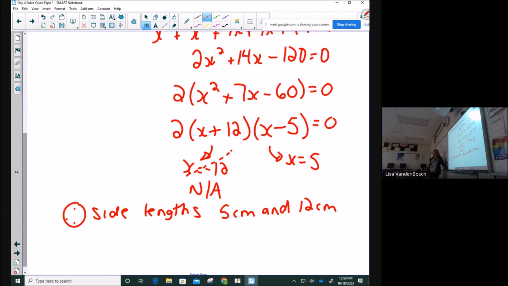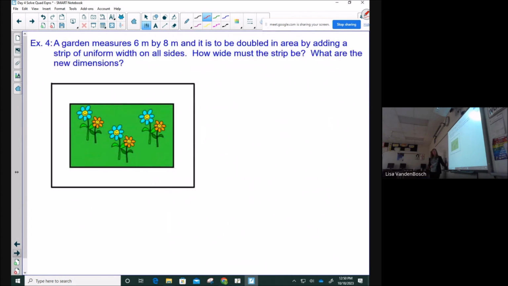Everybody okay with this one? Okay, let's try one more word problem. Let's try this one.